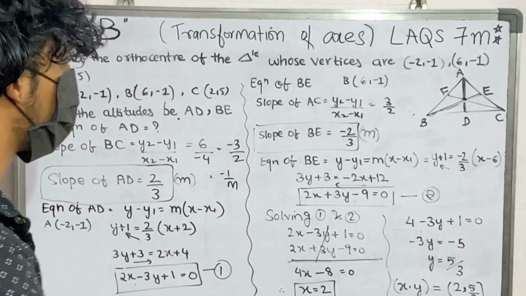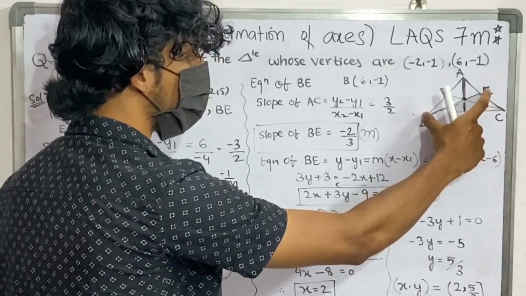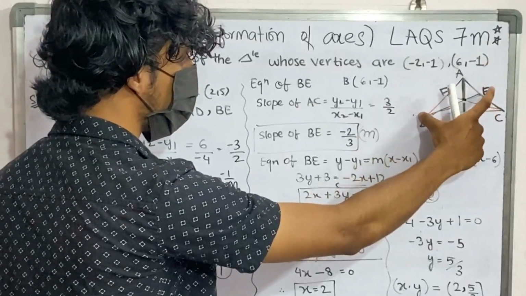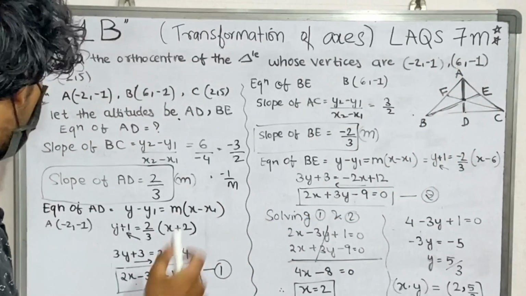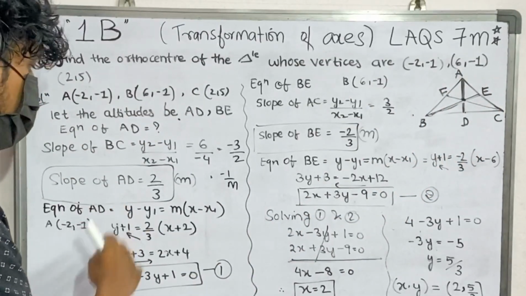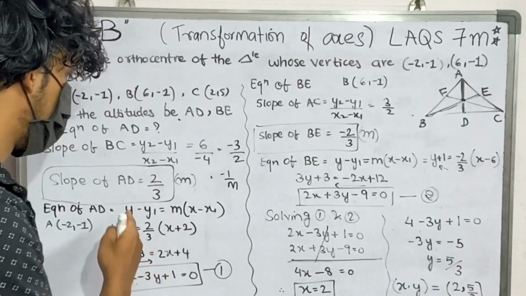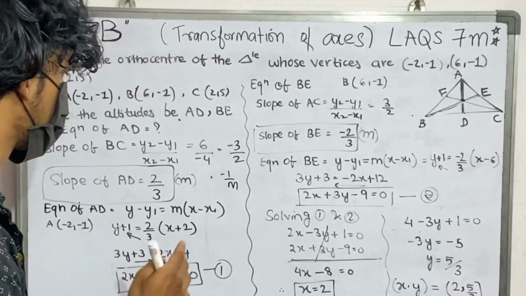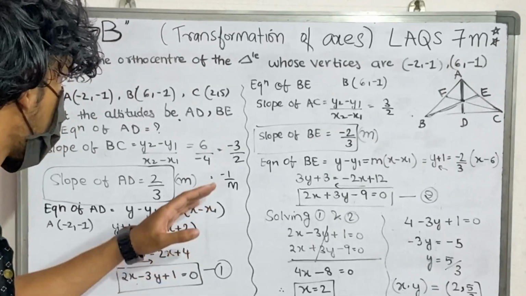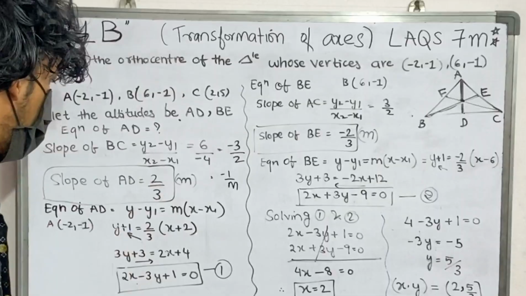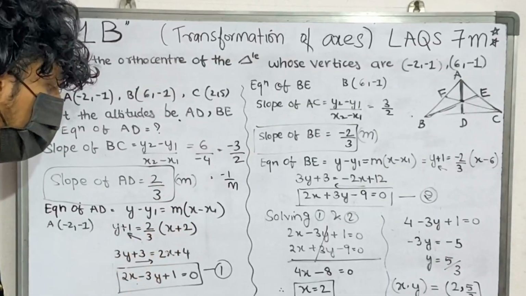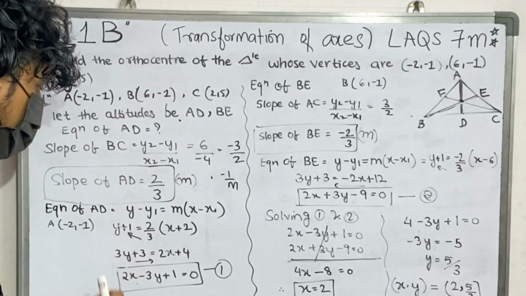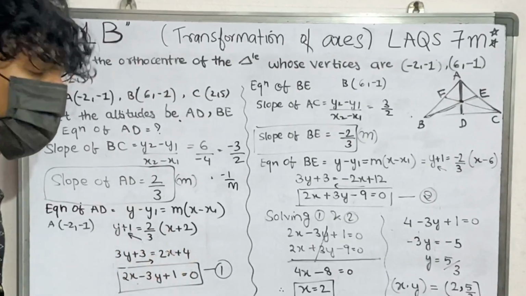So we are now finding the equation of AD. Then we need to find the equation of BE. So AD is again the equation of a line, that is y minus y1 is equal to m times x minus x1. As we have found the value of m above, we substitute the value of m here, and we multiply it on that side, 3 goes there, and it multiplies, and we get the first equation.